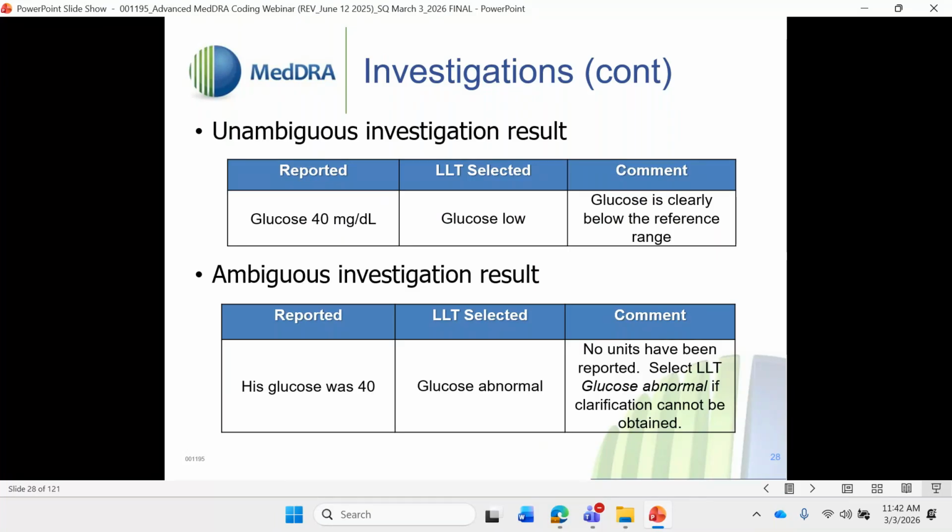If an investigation finding or result does not have units, the coding advice is to use the abnormal term. You can't say low, as in the first example. In the first example, we could say low because it had units. So if no units have been reported, select the corresponding abnormal term. Okay, so this is also important, and we're going to have coding exercises, so keep this in mind.